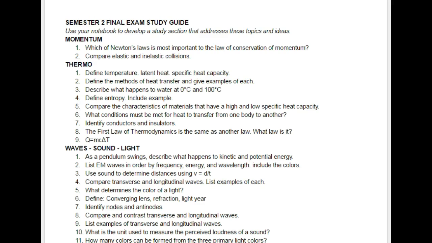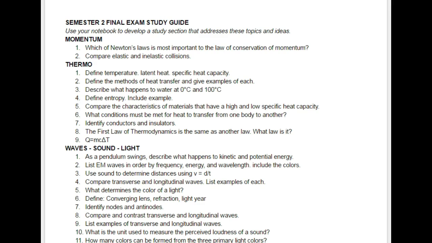Q equals mc delta T. Look over your notes. You should have some examples for this calculation. The quantity of heat is equal to the product of the mass times the specific heat capacity multiplied by the change in temperature. Find some examples and look at those.